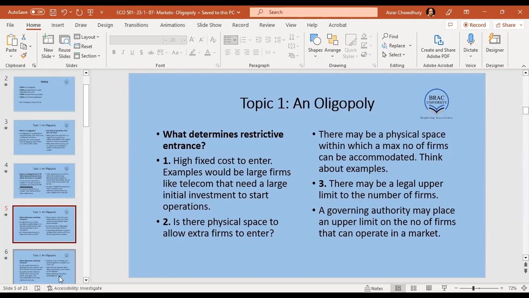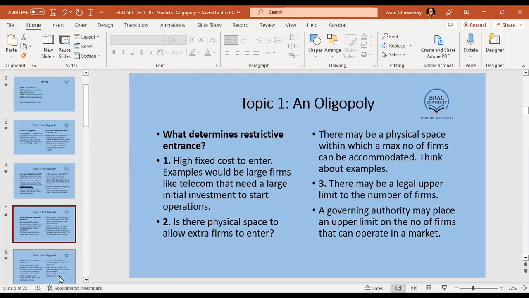The place next to BRAC. Perfect. That's the exact example that I wanted to say. How many shops can fit in that space? Maximum 4 or 5 maximum, right? Yes, sir. So if there are already 5 shops making business there, and tomorrow morning you see that making a shop is not that expensive, can you enter the market? There's no physical space, right? Exactly, sir. So this is another reason why markets can be restrictive. Is there physical space to allow extra firms to enter?